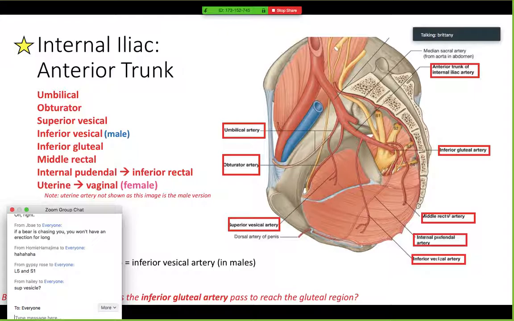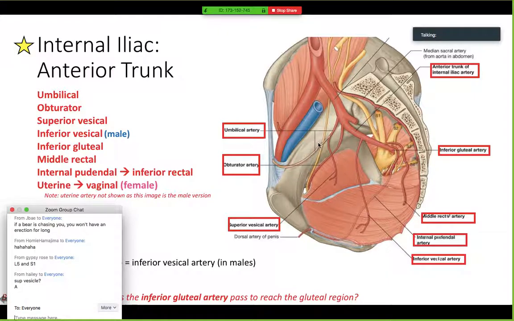So medial umbilical ligament. So out here it's becoming the medial, because it's obliterating and becoming the medial umbilical ligament. And then next, the obturator artery, passing through the obturator foramen with the obturator nerve.